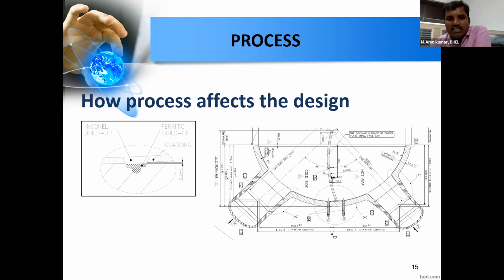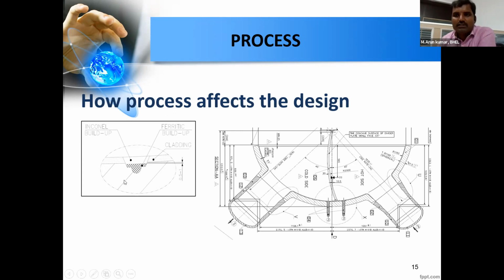So in the region where the ferritic deposit touches this cladding, we are getting more indications that could not be identified as real indications or spurious indications. So what we have done, I have shown a figure.